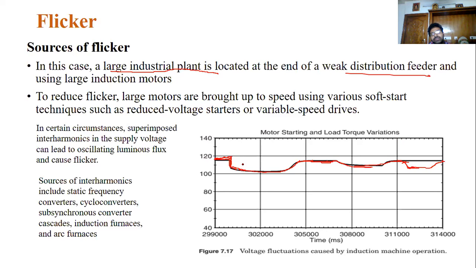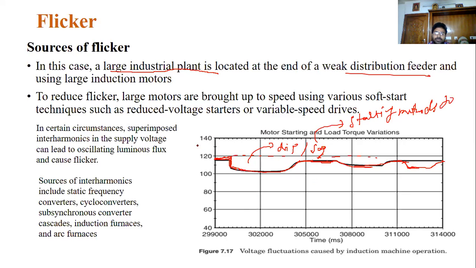So you have to reduce this voltage dip or sag. This is the RMS level, you can take and draw it in the RMS level. I have to reduce these voltage fluctuations or dips. Someone calls it a dip, someone calls it a sag. So we are using some starting methods to eliminate this.